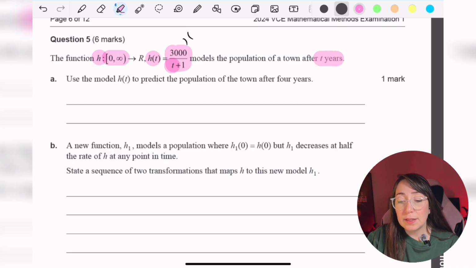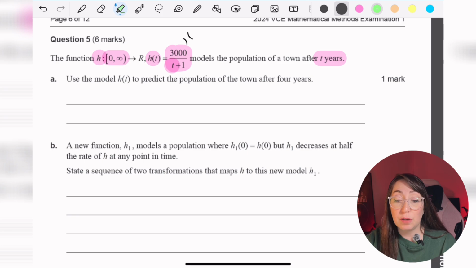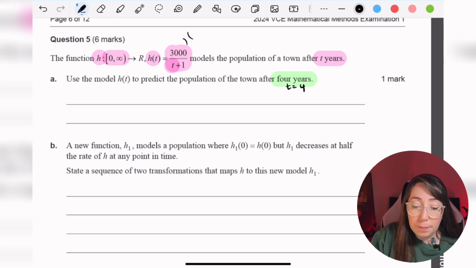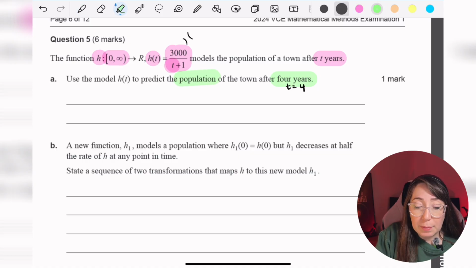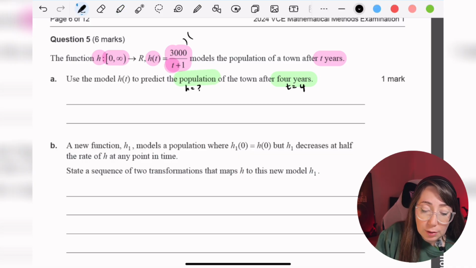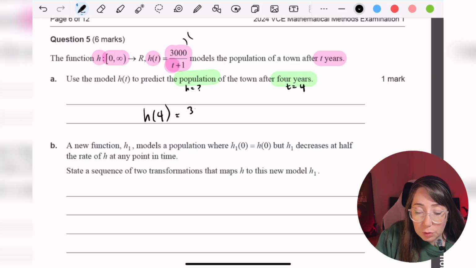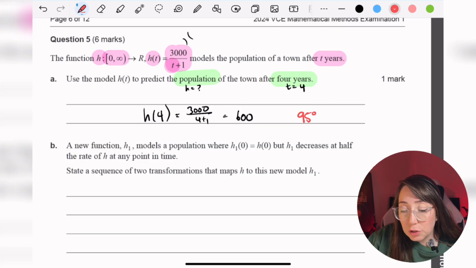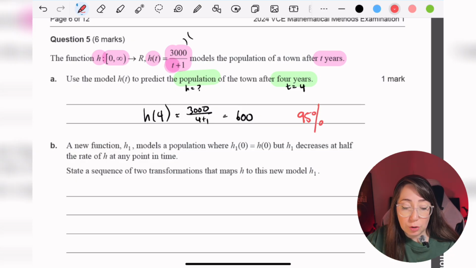Also, what's really important is to understand the units. So this is after t years. So t is in the units of years. Okay, we can now go ahead and start reading the question. So it says, use the model h of t to predict the population of the town after 4 years. Pretty straightforward. T will simply equal 4. And we are predicting the population, so that means we're looking for h. Simple substitution. H of 4 is equal to, that's 3,000 divided by 5, which is 600. So after 4 years, you'll have a population of 600. 95% of students got this question right, which is great. It should just be a simple substitution for you.